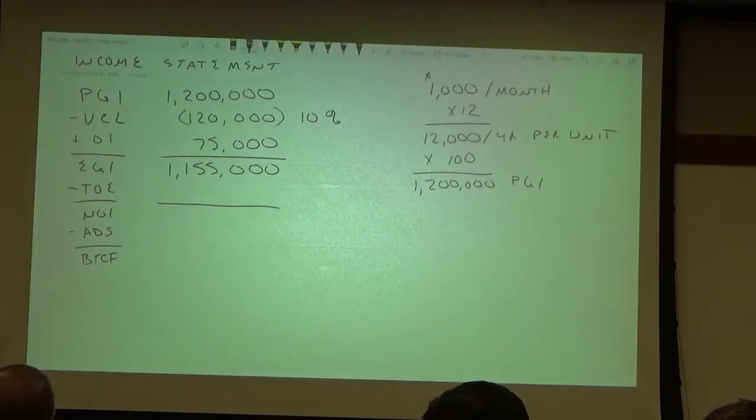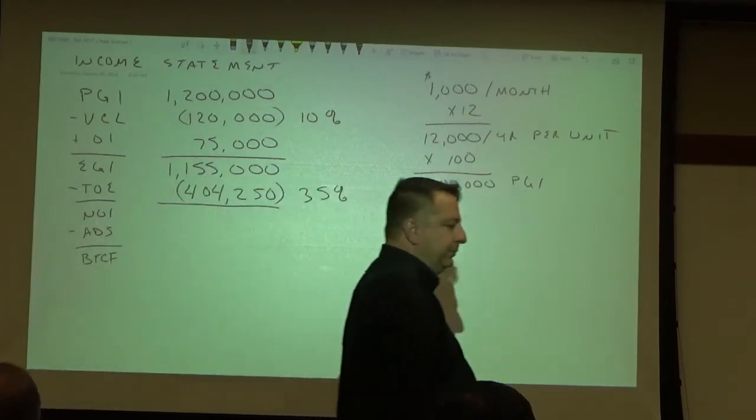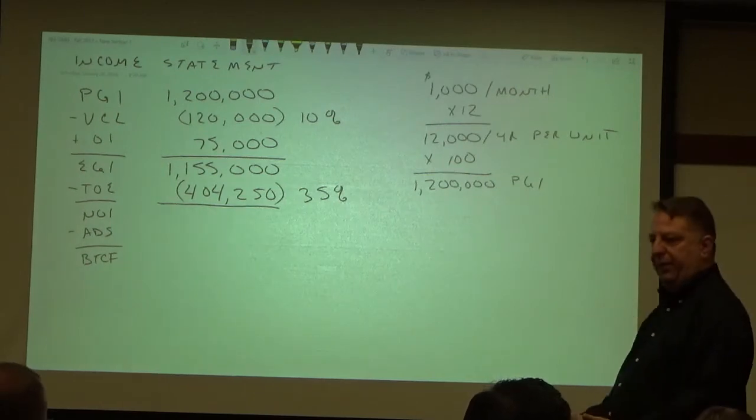So let's just say, for simplicity's sake, you read the number right off my head. Okay, 35%, all right? So all we're going to do is take that 1155 times 0.35, and we're going to end up with 404,250 as our total operating expenses for the property. I just pulled 35 out of the air, okay? And in this class, I'm allowed to pull everything out of the air.